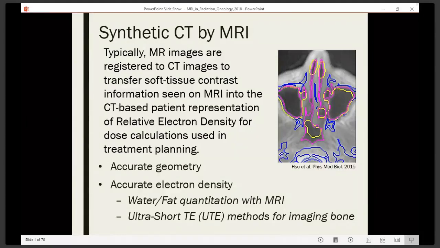And you can do this by looking at water and fat images of MRI, quantitate how much water and how much fat. And then there's a method that I'm not going to go into detail on called ultra short TE that can be used for imaging cortical bone with MRI.